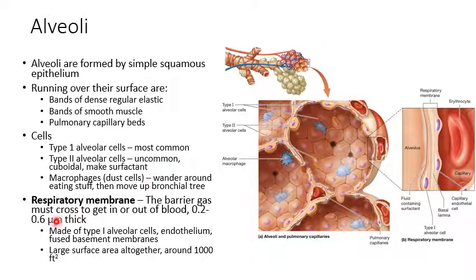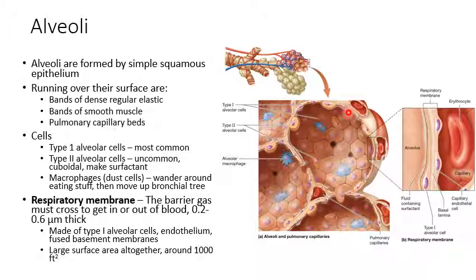You have three types of cells in alveoli. You have type 1 alveolar cells, type 2 alveolar cells, and macrophages. The type 1 alveolar cells are the most common. They basically are all these little cells making up the simple squamous lining of the alveolus.